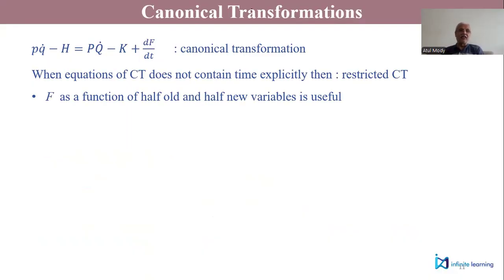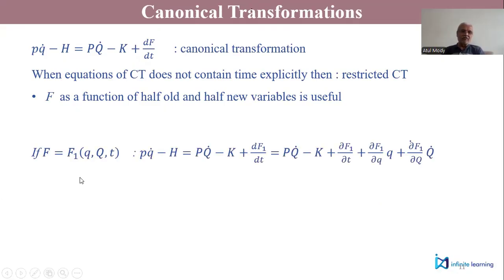Now, F can be a function of old coordinates, new coordinates, old momenta, new momenta. But generally, it's a function of only two items at a time. So here it says F is a function of half old and half new variables, because F is actually helping you make something which we have already talked about earlier, called a Legendre transformation.